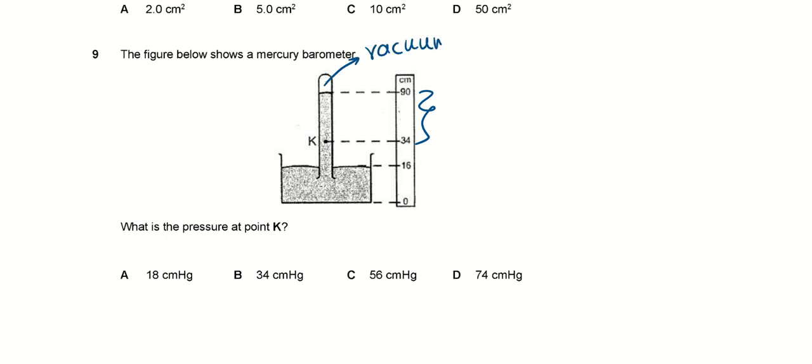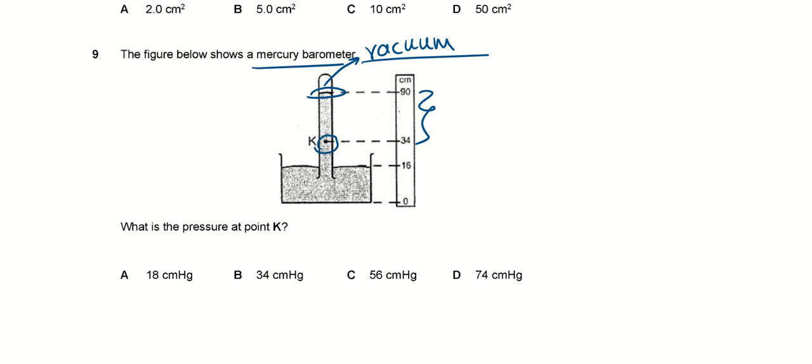Okay, if there is no mention of whether it's a good barometer or defective barometer, you can always take it that the barometer is working fine. That means there must be vacuum here. That means for this surface, I do not need to add any arrows. Okay, so now I want the pressure at K.